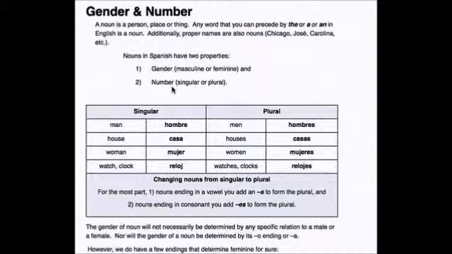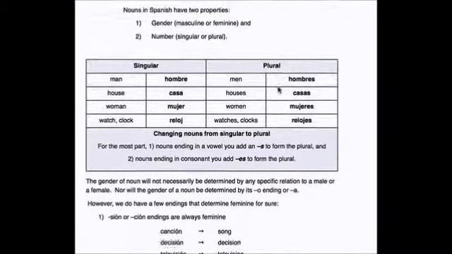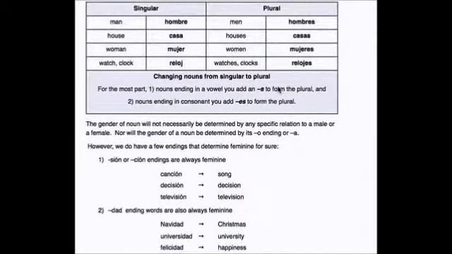Nouns in Spanish are going to have two properties. They're going to have gender, which means sometimes they're masculine and sometimes they are feminine. That we don't have in English. And in Spanish, nouns, like in English, are going to have number. That means sometimes they're going to be singular and sometimes they're going to be plural. It's important that you are aware of how you can change a noun from singular to plural, and then we will talk about the gender.